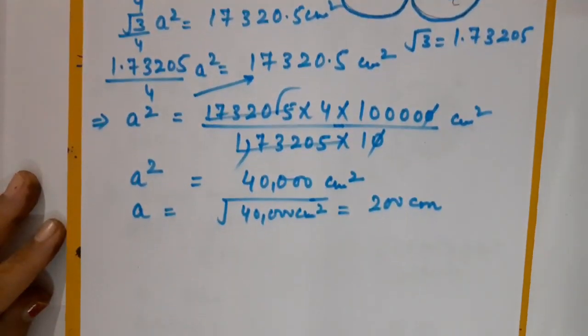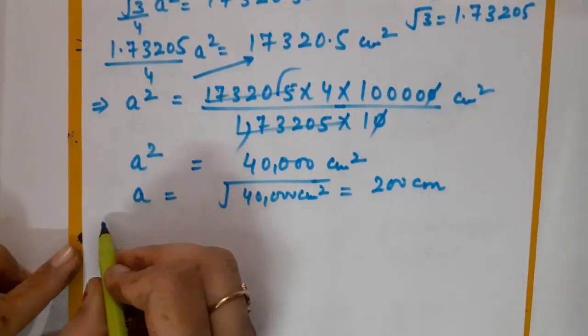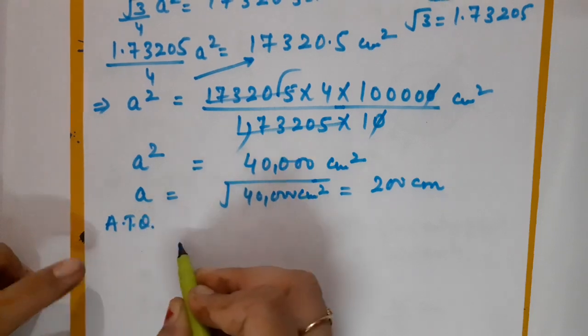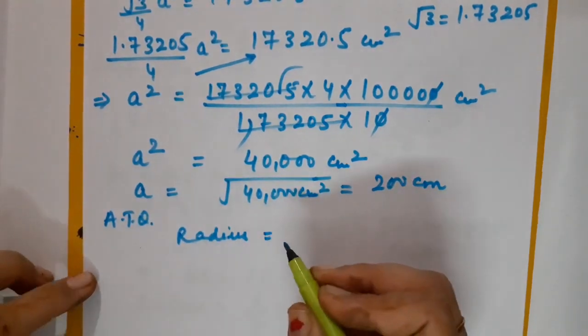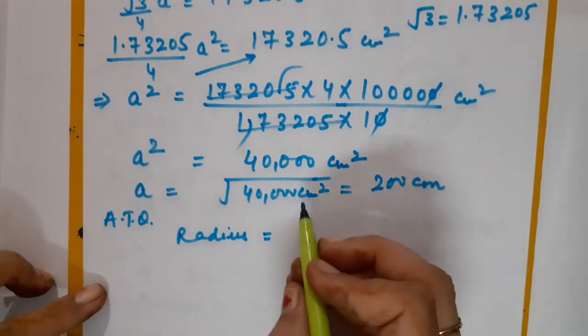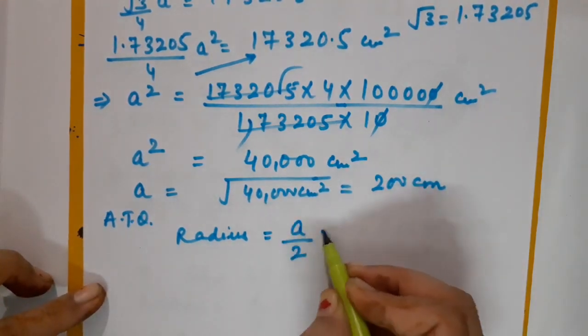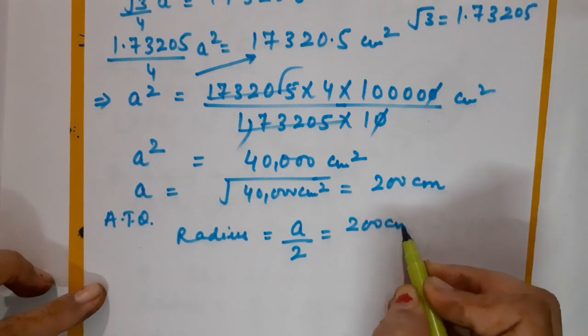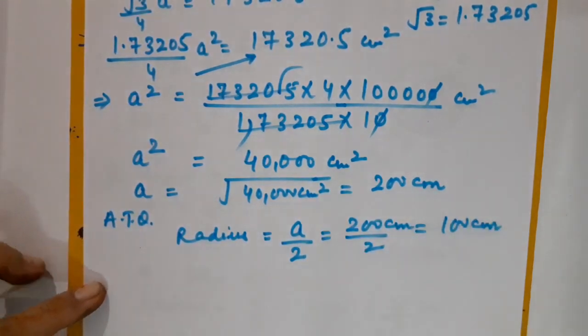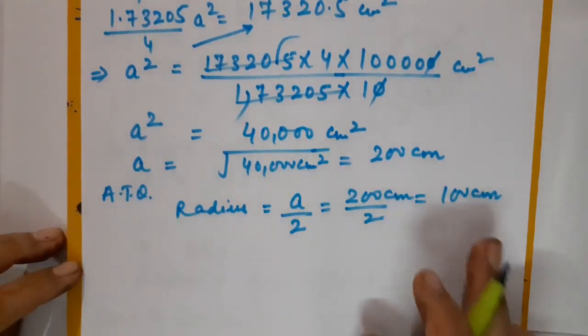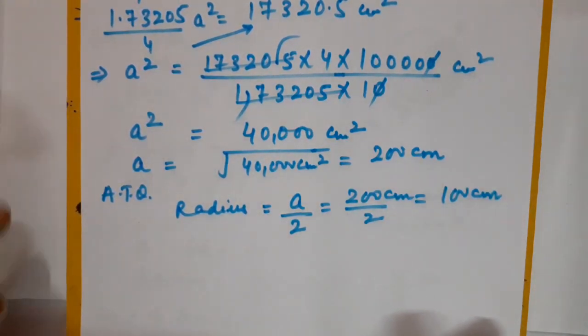So children, according to the question, what is said? According to the question, it is said that the radius of the circle is half of the length of the side of the equilateral triangle, means this is equal to A by 2. So can I write 200 centimeter by 2? It would be 100 centimeter. Correct, children? So I have calculated the radius also.